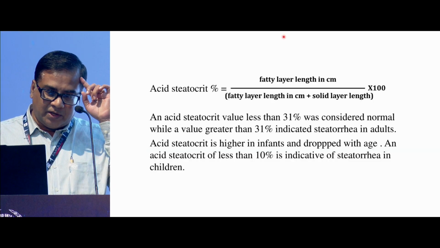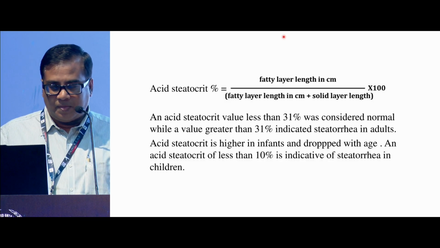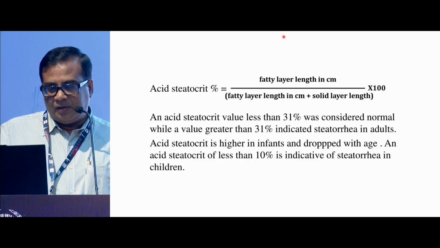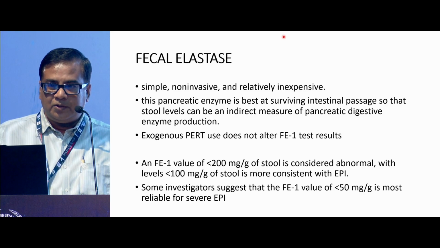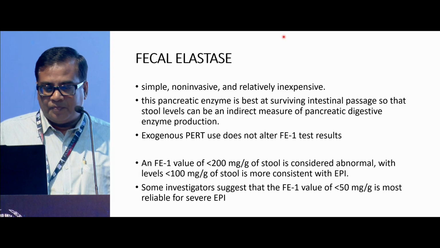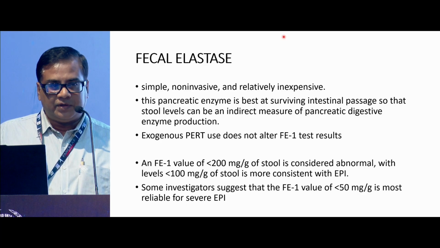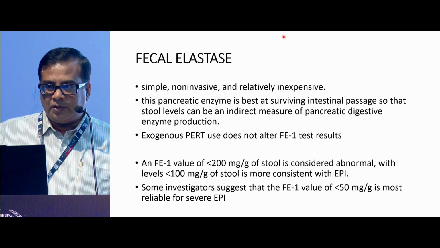So this is another test, acid steatocrit, which is also not really a quantitative test, but it was tried out in some centers. A value of less than 31% is considered normal, and more than that is steatorrhea. If you see the indirect pancreatic, the tubeless tests, this is the sensitivity as compared to the direct test. So coming to fecal elastase, which is the most widely used, this is simple, non-invasive and relatively inexpensive. And as you know, it can survive intestinal passage, and it is not affected by exogenous use of enzymes. And we have both the monoclonal and polyclonal ELISA.